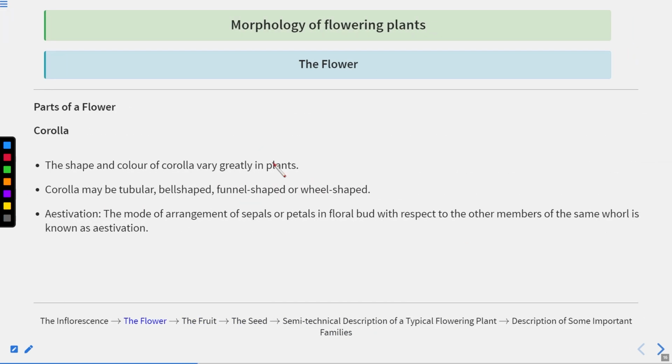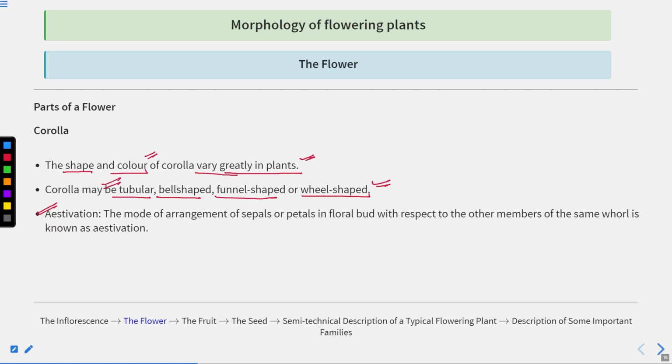The shape and the color of the corolla vary greatly in plants. Sometimes they have different shapes, and they also have different colors. Corolla may be tubular, bell shaped, funnel shaped, or sometimes wheel shaped. So these are about the shape of the corolla.